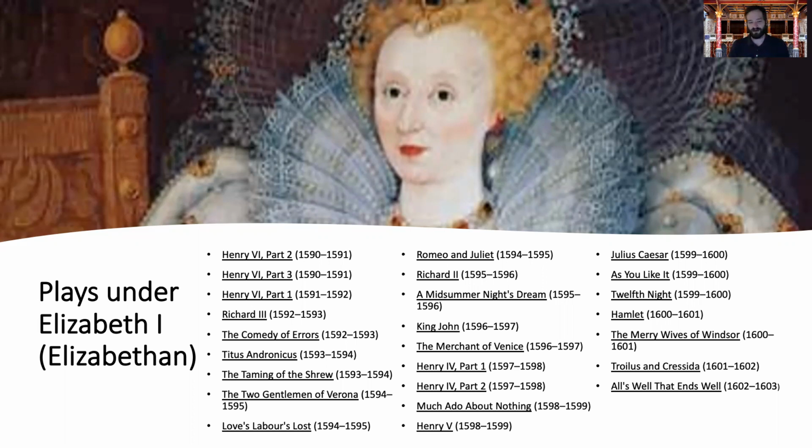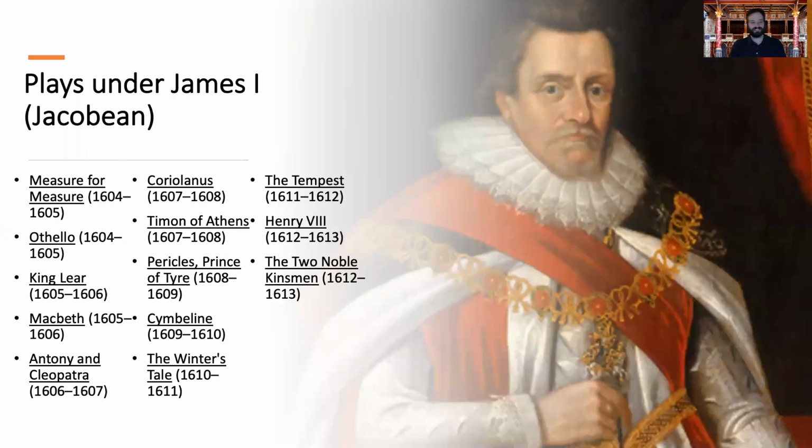He started out writing a whole bunch of histories, right? Henry IV, parts two, three, and one. Richard III. He wrote then comedies, histories, a couple of tragedies as well. A lot of heavy hitters are in this, right? Romeo and Juliet, Midsummer Night's Dream, Merchant of Venice, Hamlet, right? Julius Caesar, and then Elizabeth died, and James I became king.